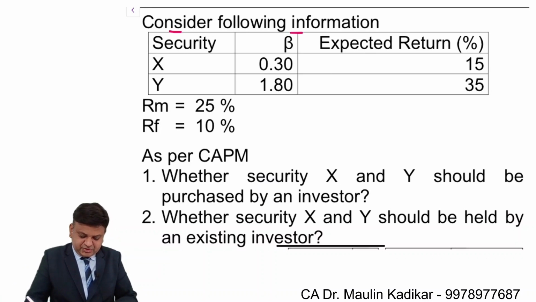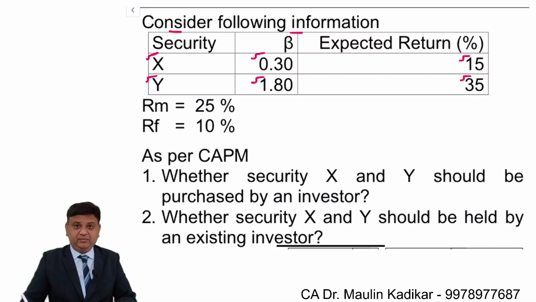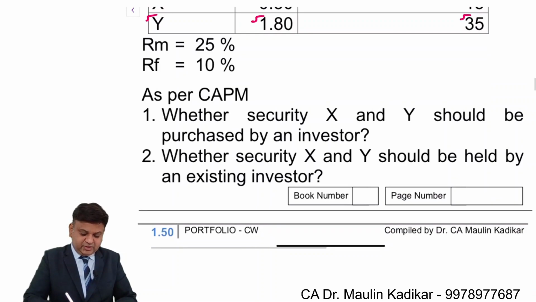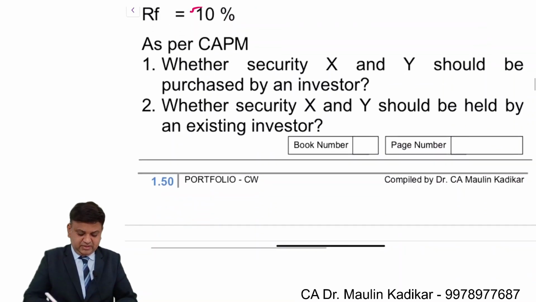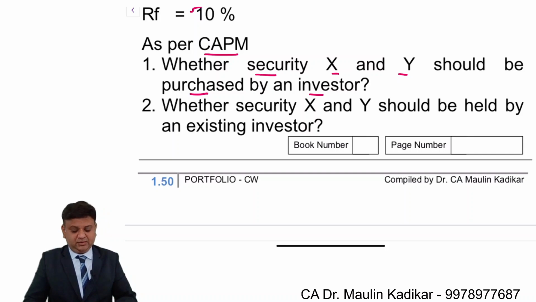Consider the following information, provided for security X and security Y. Beta is given as 0.3 and 1.8. Expected return is 15 and 35. Return on market portfolio is 25. Risk-free rate of return is 10. As per CAPM, should security X and security Y be purchased by an investor? That is the question.